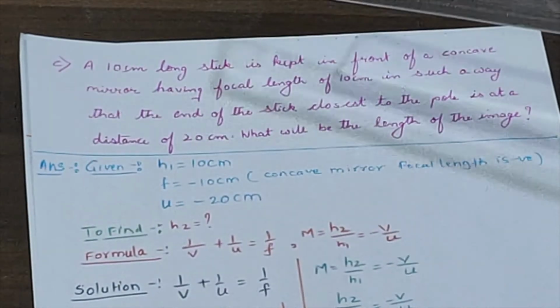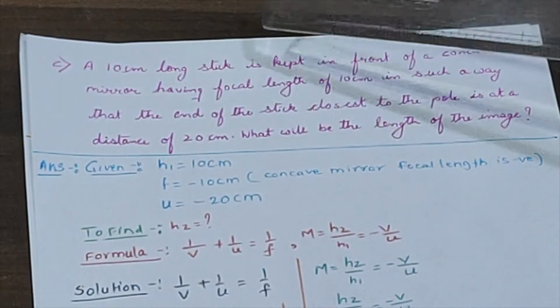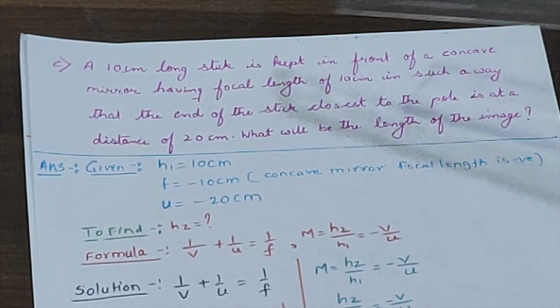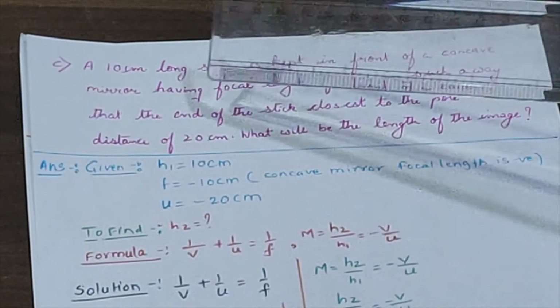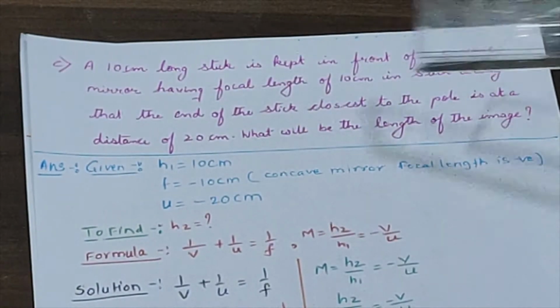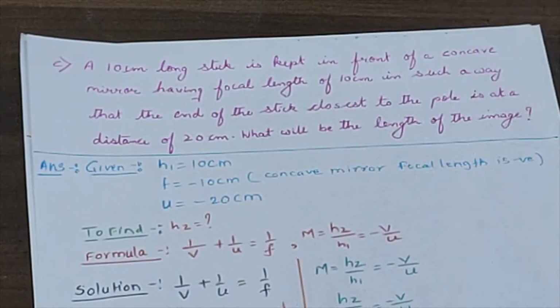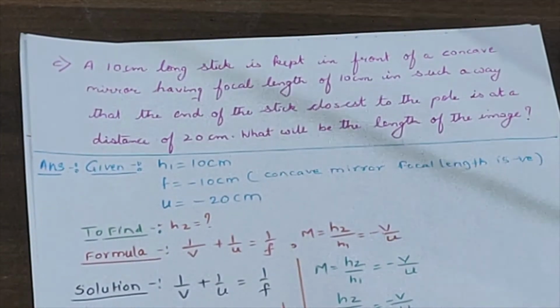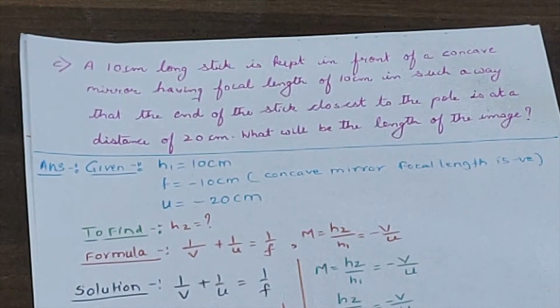Okay, C. So numerical C. Which says that a 10 centimeter long stick is kept in front of a concave mirror having focal length of 10 centimeter in such a way that the end of the stick closest to the pole is at a distance of 20 centimeter. What will be the length of the image? See, the sum is so confusing, but you don't have to get confused. The remedy is to read the sum again and again, and if you read the sum again and again, you will get the entire values with you.